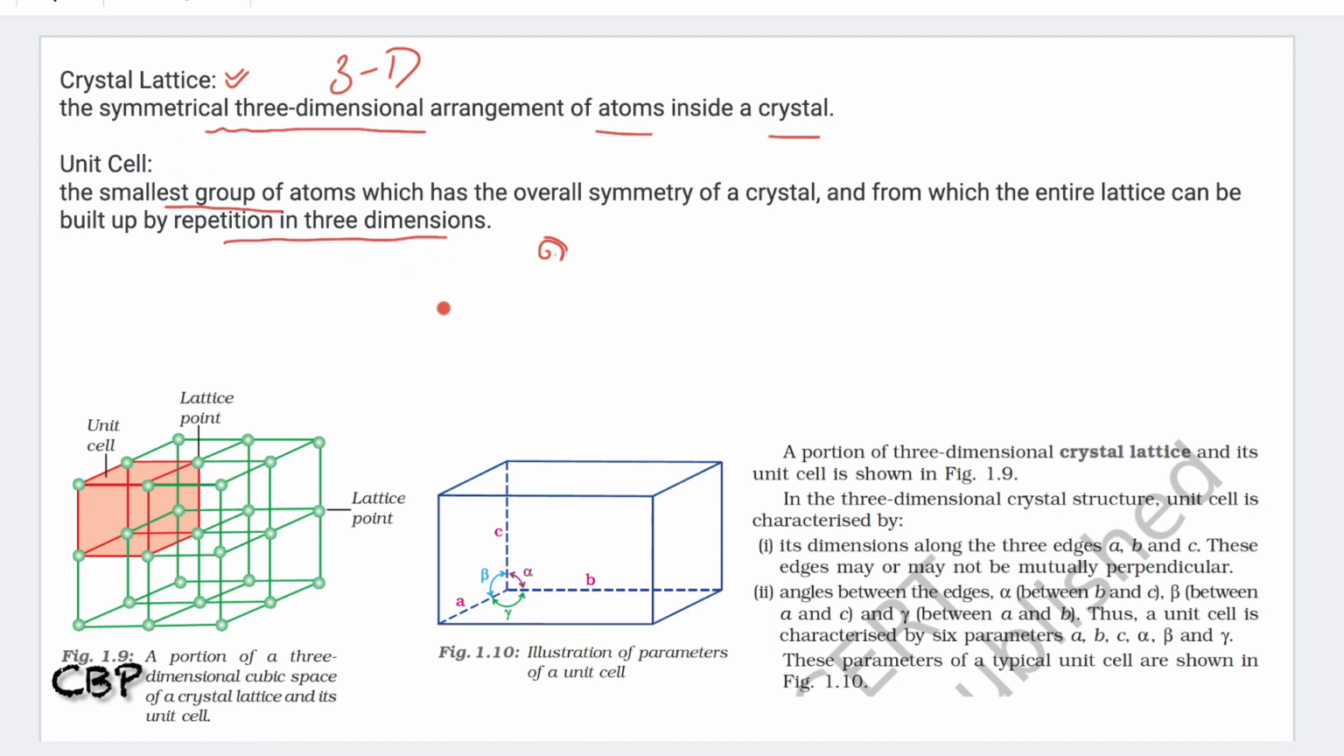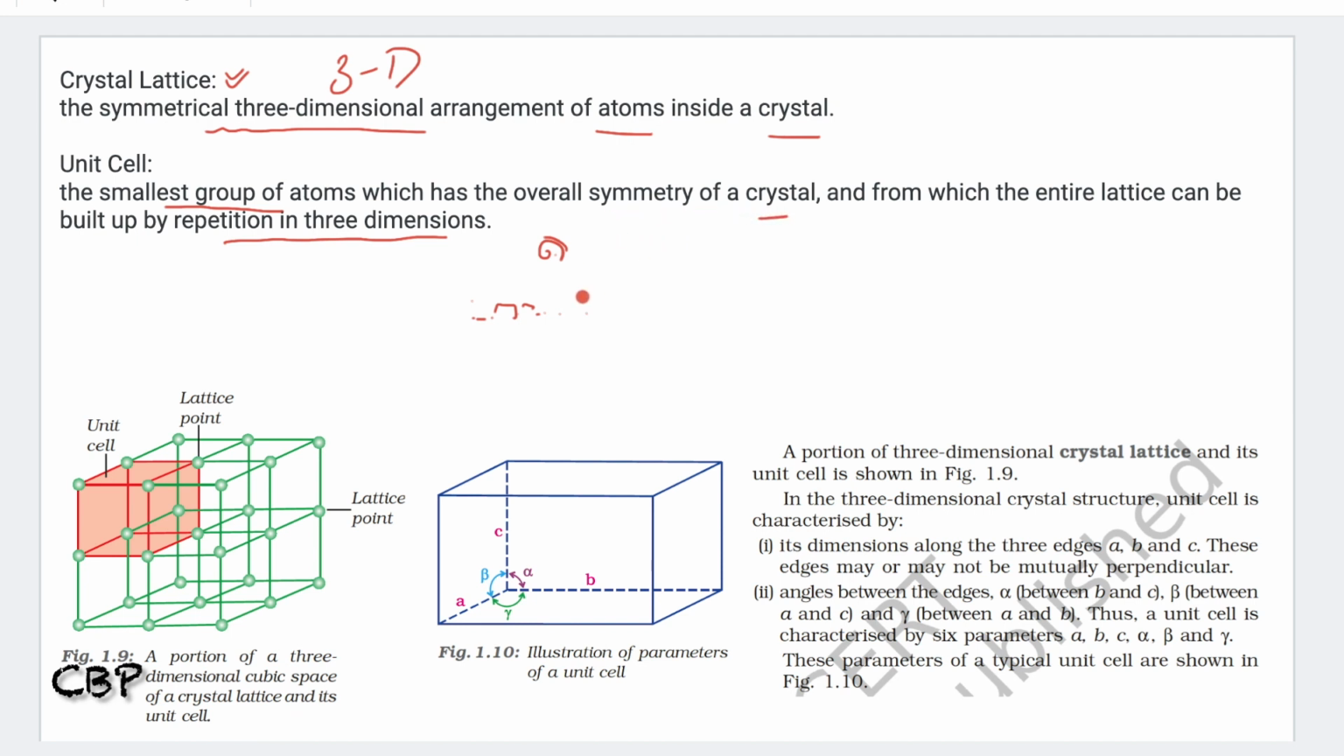Means you can simply say that, like when we build a wall, then for a wall a brick is a unit cell. After repetition of these bricks in 3D we can make an entire wall. Same like this, a unit cell for a lattice is the smallest group of atoms having the similar symmetry, and that explains the overall symmetry of the crystal.